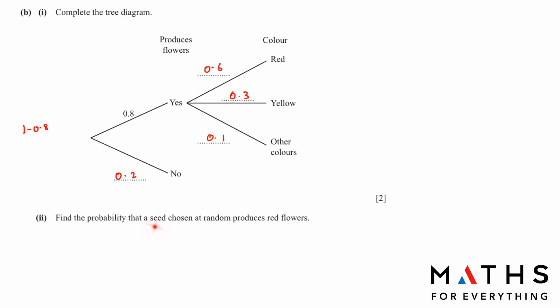B2, find the probability that a seed chosen at random produces red flowers. So the seed produces flowers and has red flowers. If you are going along the branches like that from one branch to another, we multiply. So the probability is going to be 0.8 times 0.6, which is 0.48.